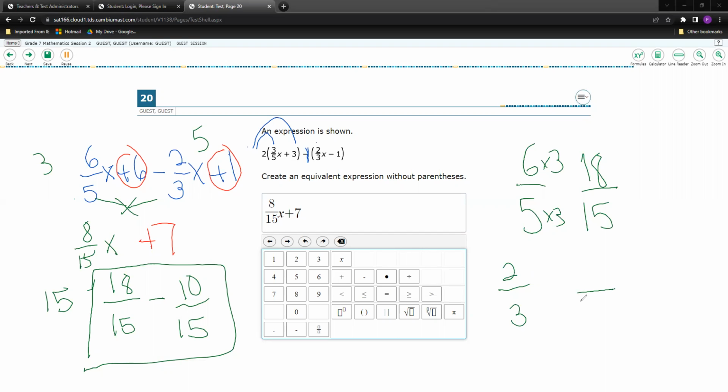How do I make it to get into 15ths? So times 5 on the bottom and top, and 2 times 5 is 10. When you subtract, it's 8 over 15. Okay, that will do it. Hopefully that helped.